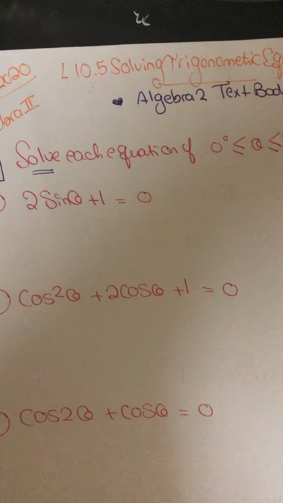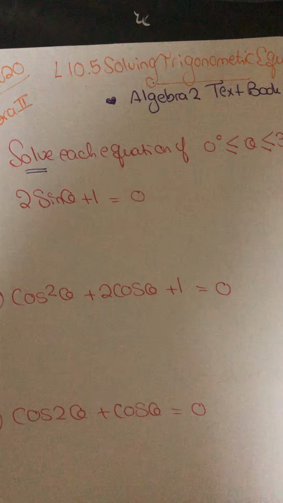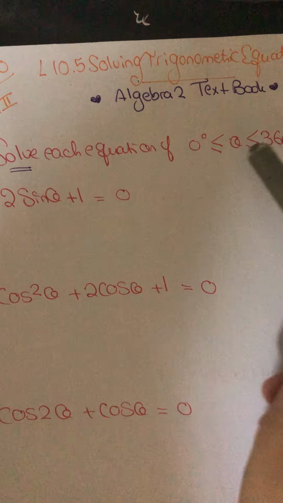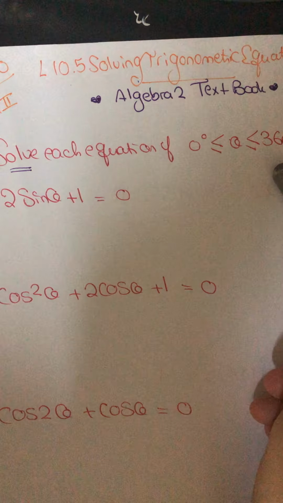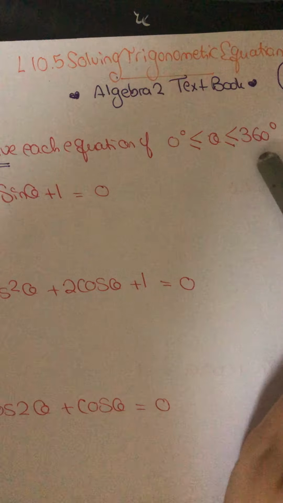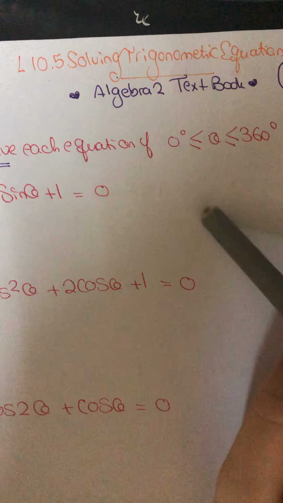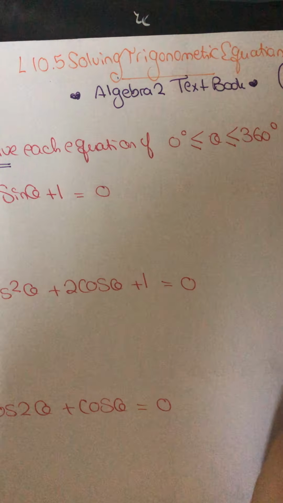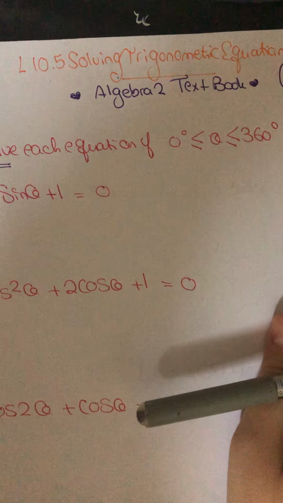The questions, the first part have asked us to solve each equation if 0 ≤ theta < 360, meaning theta is between 0 degrees and 360 degrees. So they want the answers in degrees and they just want one unit circle. Okay, so no need to add pies or subtract pies or anything. It's just one unit circle.